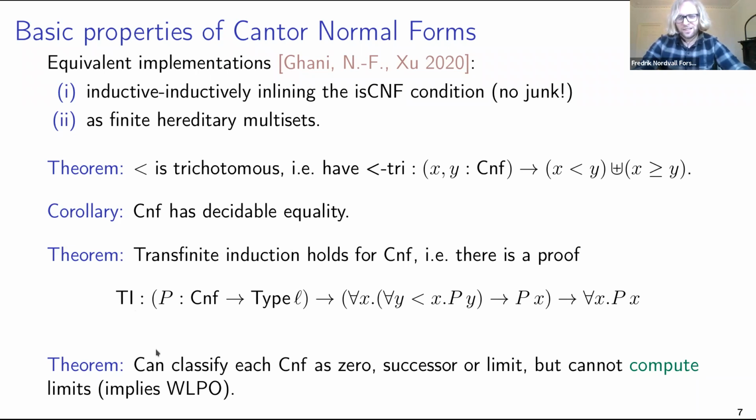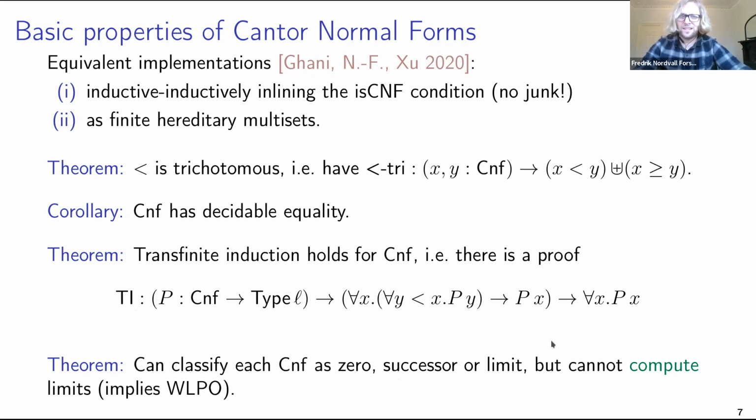And it's perhaps also not so surprising that we can classify these things as zero, successors, or limits. So zero and successor, that's kind of clear, right? Limits is perhaps a little bit more surprising, but it works because for these simple Cantor normal forms, everything that's not a zero or a successor must be a limit, which might not be true constructively in general. But we can't compute the limits.